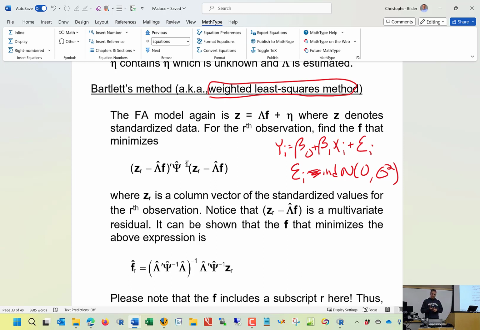These error terms are random variables. They're assumed to be independent. They're assumed to have a normal distribution with a mean of 0 and a variance of sigma squared. This is for every single observation, sigma squared. So they have the same variance.